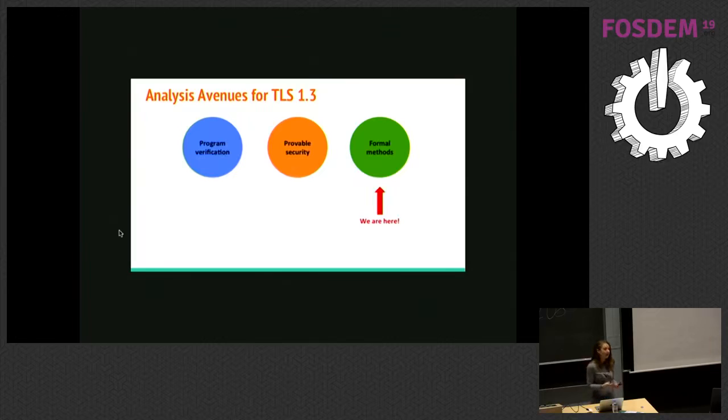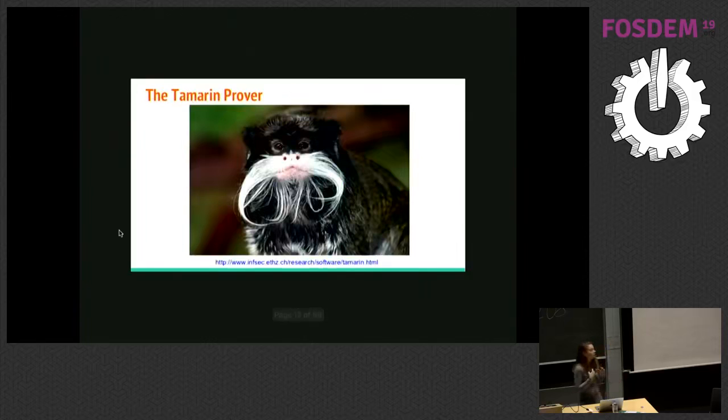Now, I'll state now that I am not a formal methods expert. How a lot of these tools work is still, well, under the hood at least, black magic to me. But you don't really need to know how these tools work in order to be able to use them. Okay, so the tool that we used is known as the Tamarin prover, and this is an emperor tamarin monkey. They're found in South America, so now hopefully you can see the monkey connection.